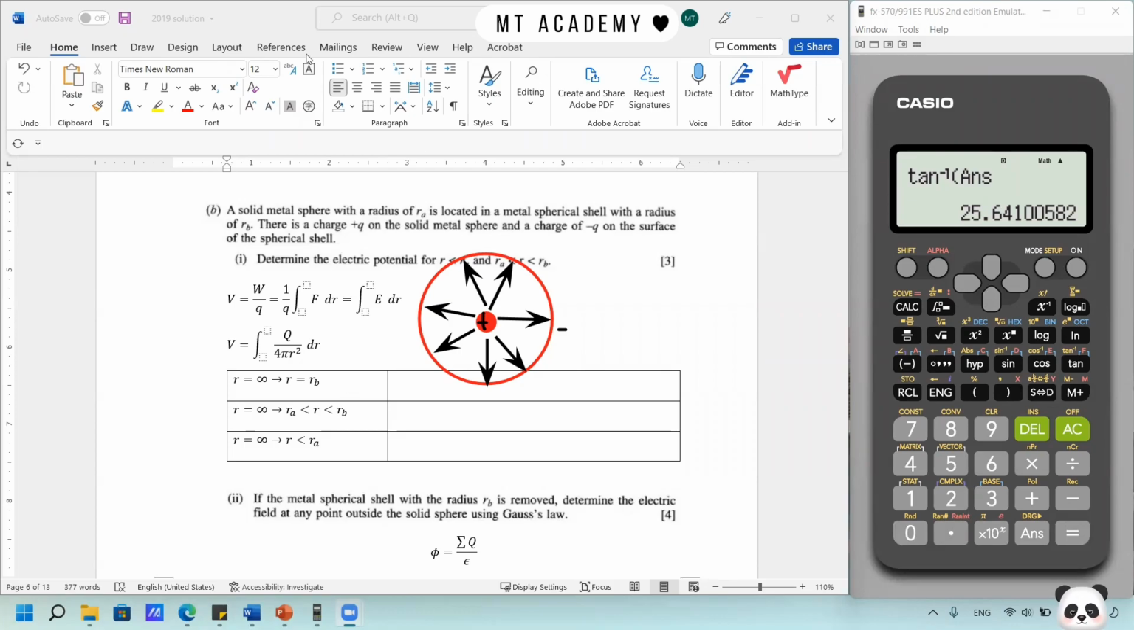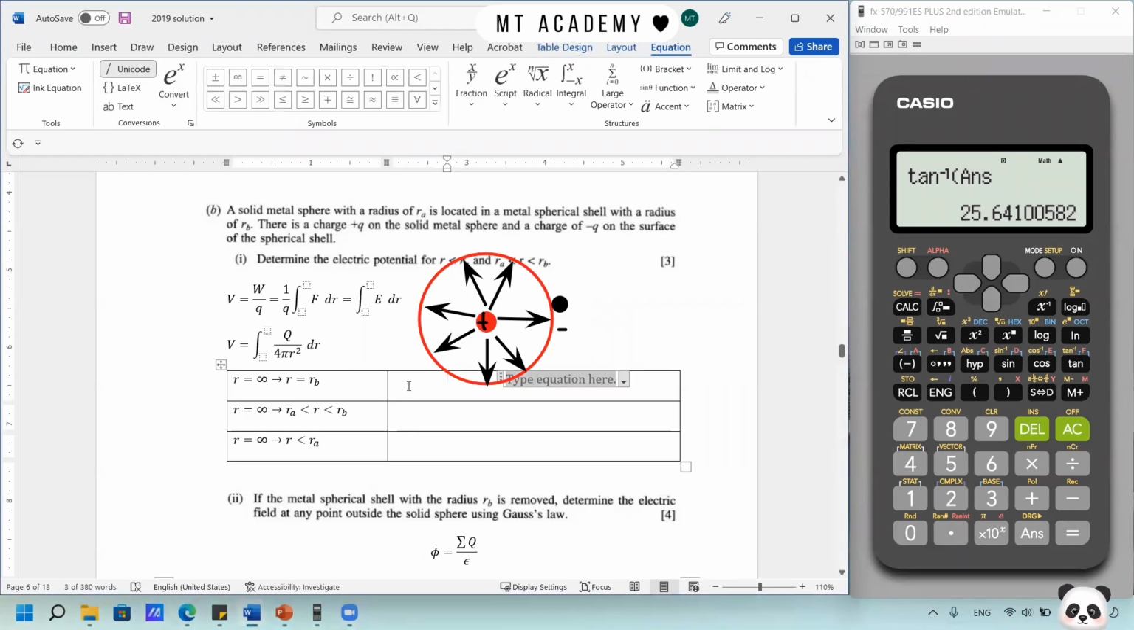So let's try to do this. We are talking about the work done to move a charge from infinity to a point in the electric field. If you move from infinity to the point on the surface of the spherical shell, there's no electric field, as we have learned, so there will be no work done. Okay, integration of E dr. So the electric potential.